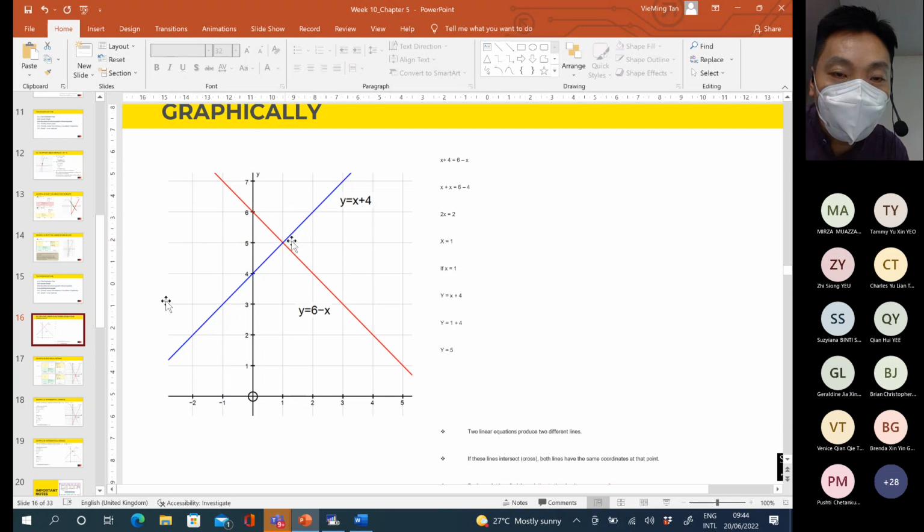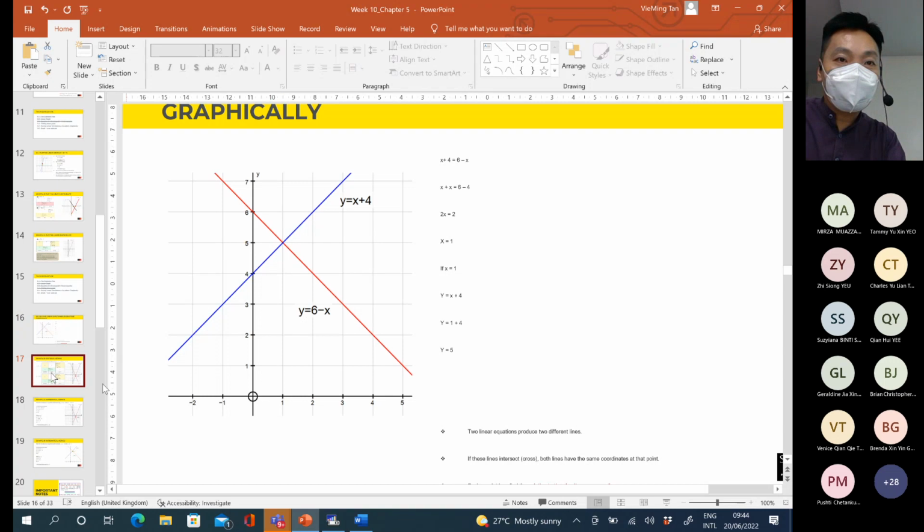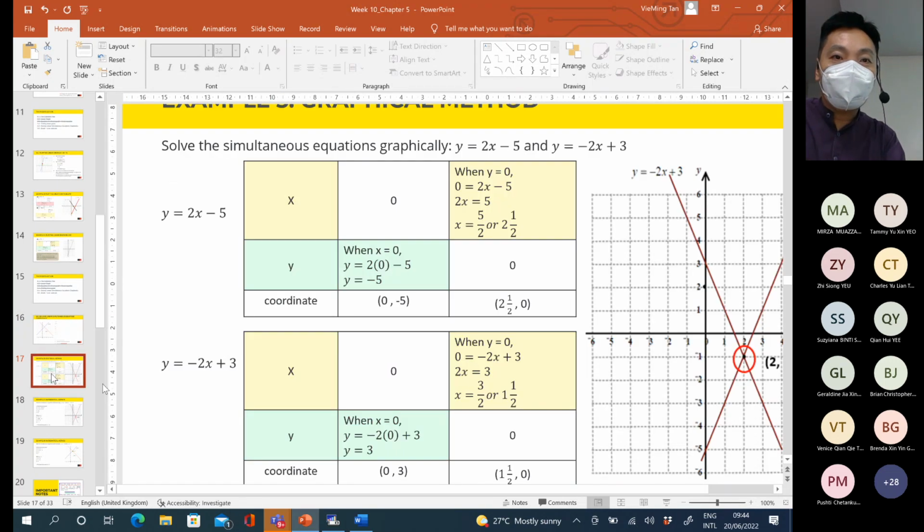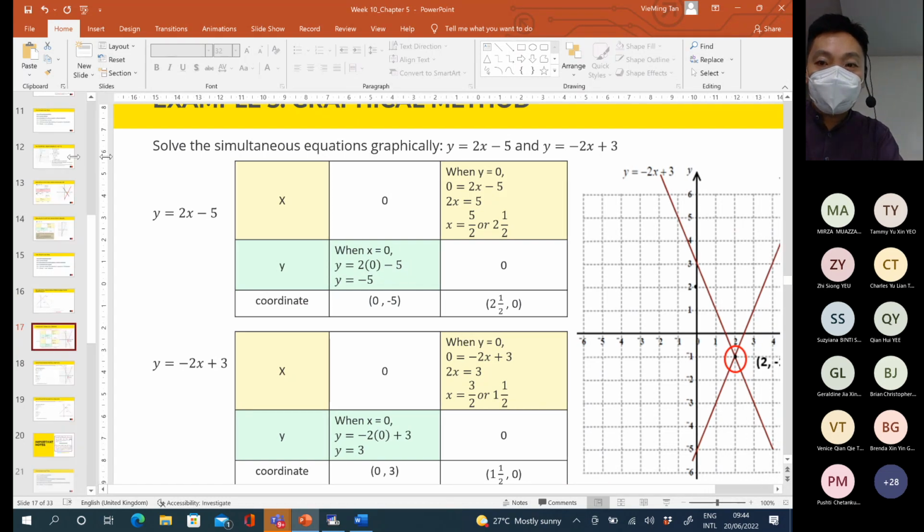Okay, so let us check graphically. Is that true? At this point, x is 1, and then y is equal to 5 positive. Yeah. Okay, confirm your answer. Okay, so let's try to use a graph now in order to identify the x and y value by using the graph.